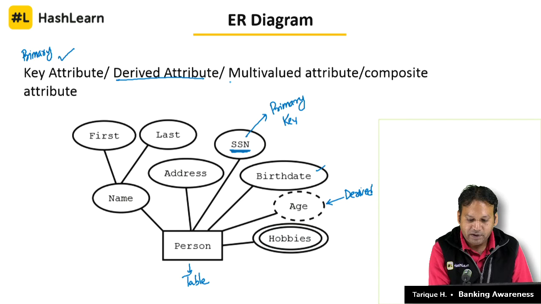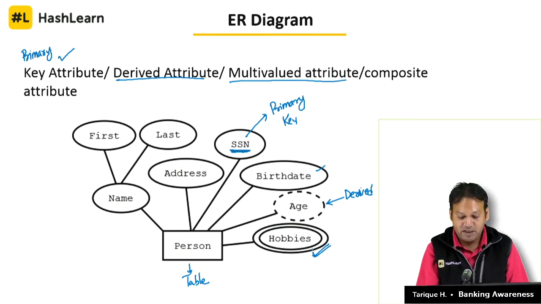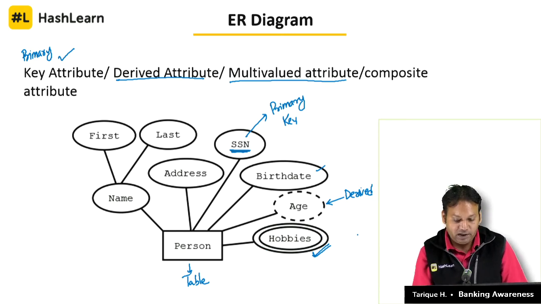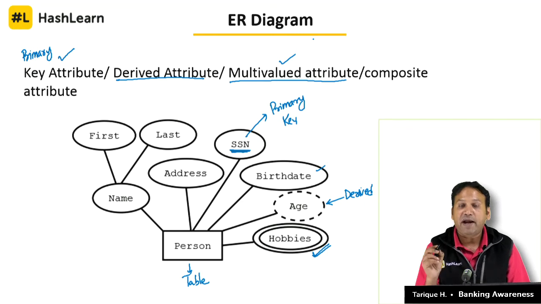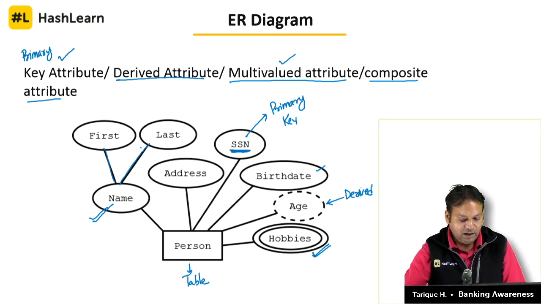Now there are some multi-valued attributes like hobbies. There can be multiple hobbies for a person. So we use two concentric ellipses for showing multi-valued attributes. And what are composite attributes? Like name is a composite attribute because it's got two other attributes to it, first name and last name.